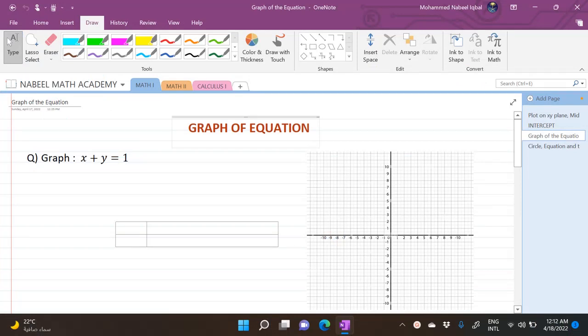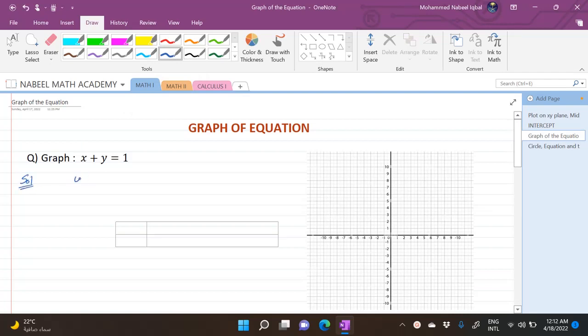In this lecture, we are going to discuss the graph of an equation. How will you draw the graph of any equation? By taking the x and y values. So, you have to draw the graph of the equation. We will take the first example here.